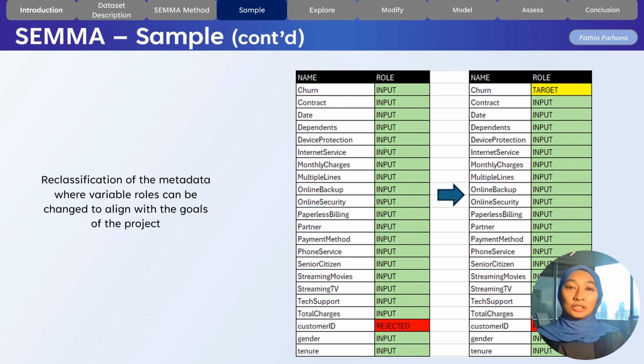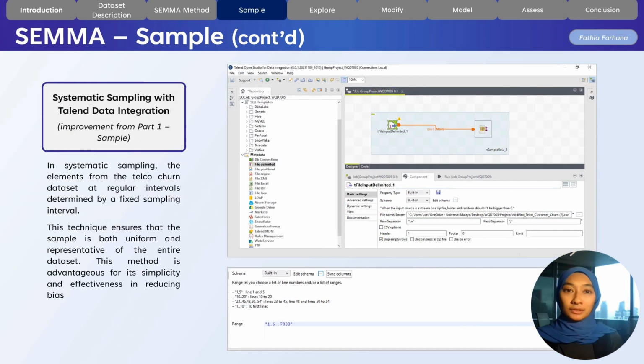This slide showcases the overall reclassification of the metadata, where the variable roles have been changed to align with the goal of the project, which is customer churn. So we have enhanced our sample process by adopting systematic sampling using tailored data integration. This technique ensures that the sample is both uniform and representative of the entire dataset. This method is also advantageous for its simplicity and effectiveness in reducing bias.